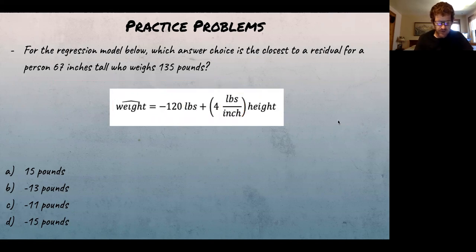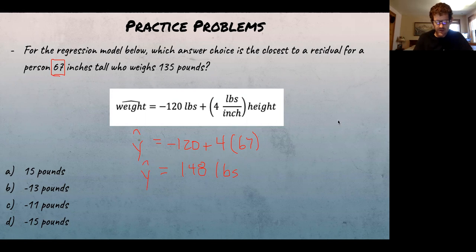The actual height of this person is 67 inches tall. I'll just call it y hat right here to save on time. So negative 120 plus 4, we don't worry about the actual units, I'll just put 4 times 67, the height of this person. And we can actually plug that in. You guys already did the math. When you do that, it's 148 pounds. So the predicted weight for someone 67 inches tall is 148 pounds. That's not my final answer.